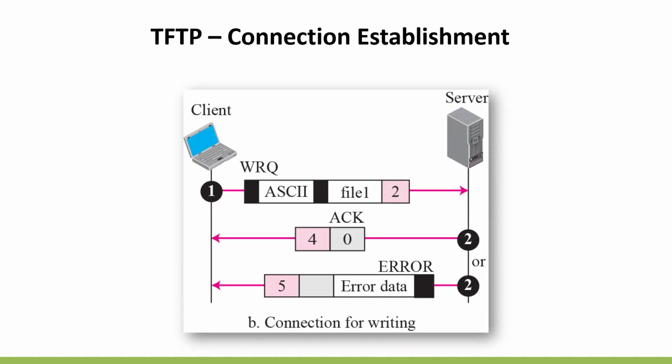When a client wants to write a file to the server, it sends a write request, also known as WRQ. The server responds with an acknowledgement of block 0, signaling a readiness to receive data. The client then sends the file in sequential data blocks with the server acknowledging each block. The transfer concludes when the final data block is acknowledged. If there is an issue in transmission, the server can alternatively send an error packet indicating the problem.